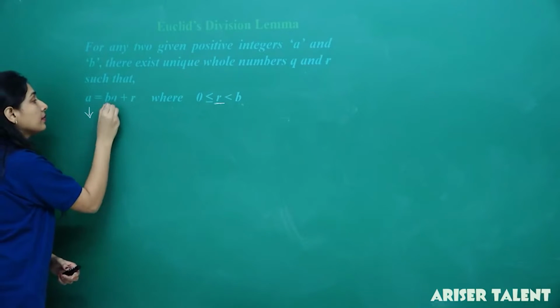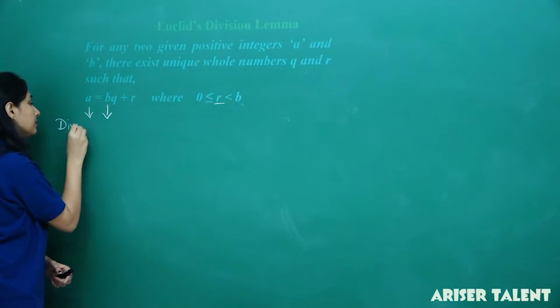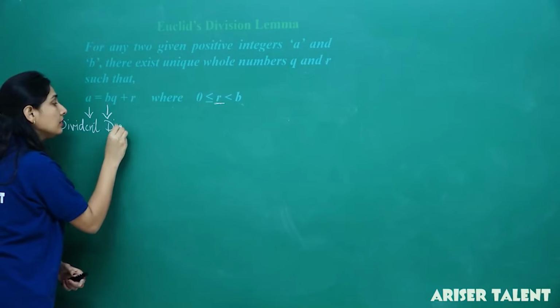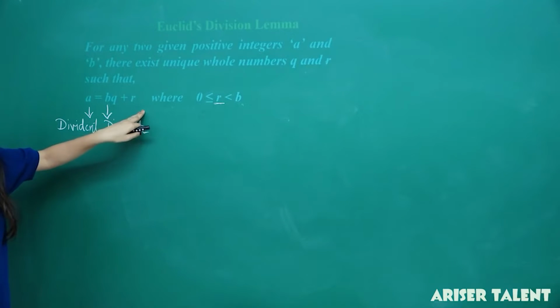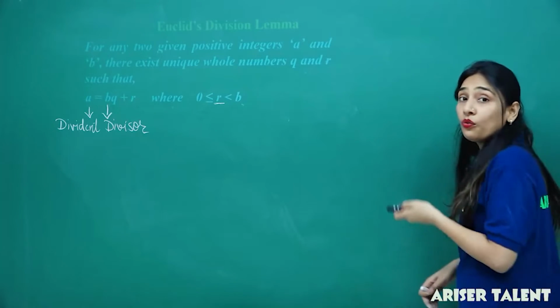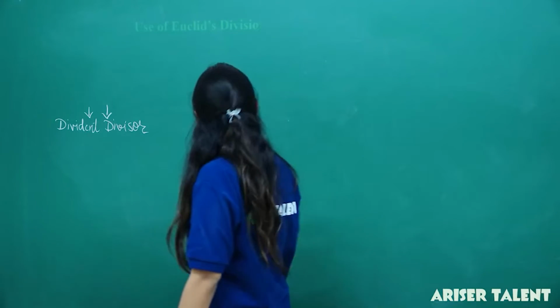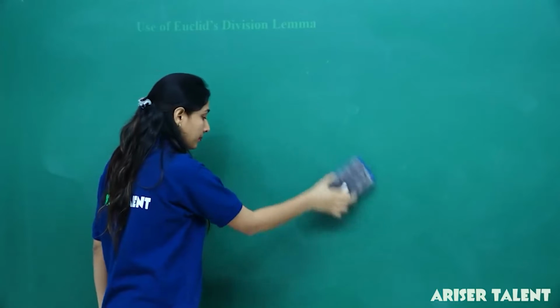This is your dividend. This is your divisor, and this is the quotient, and this is the remainder, right? So now why are we studying this? What is the use of division lemma?